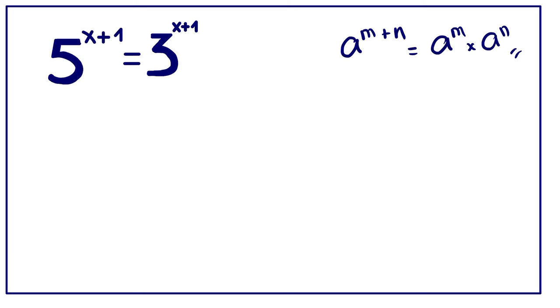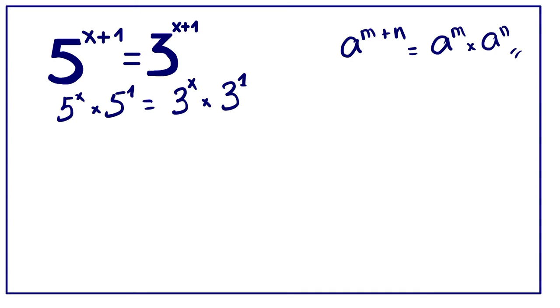So here we are going to apply this law. This will be the same as a^m times a^n. So we are going to say 5 to the power x times 5 to the power 1. This will give us 5 to the power x times 5 to the power 1. We are also going to apply that law here. So this is also the same as 3 to the power x times 3 to the power 1.